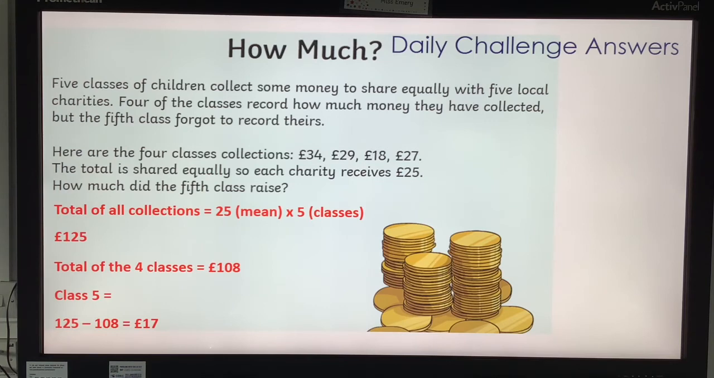So we know that in total, 5 classes raised £125. Now we do know the total of 4 of the classes because they wrote it down, unlike the 5th class. So you do 34, add 29, add 18, add 27, and that gives you 108. You then need to find the difference between the total you know was raised and the total the 4 classes raised to find the amount the 5th class raised. If you do 125, take away 108, you find £17. So not only did they forget to write it down, but they raised the least.